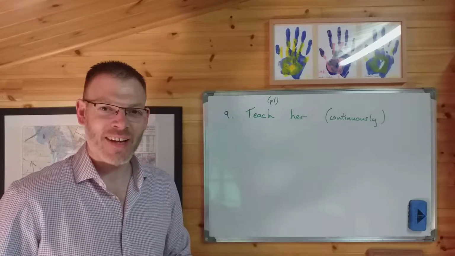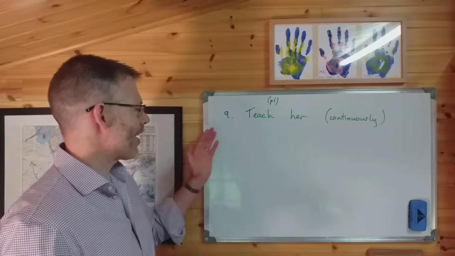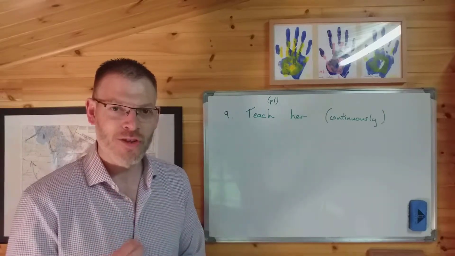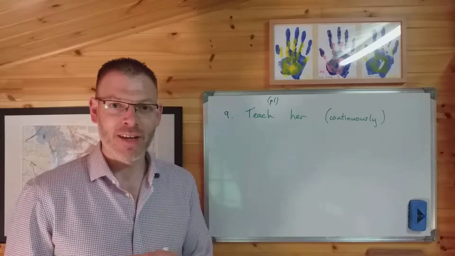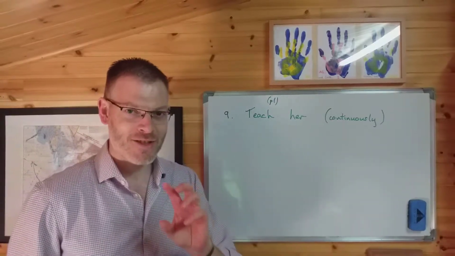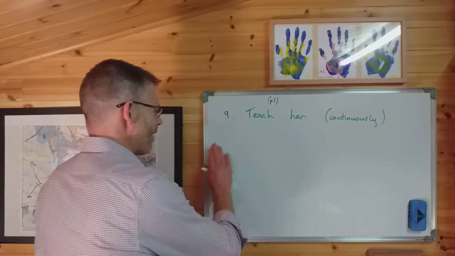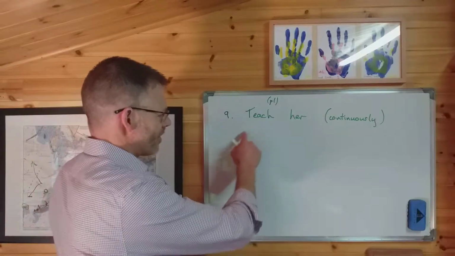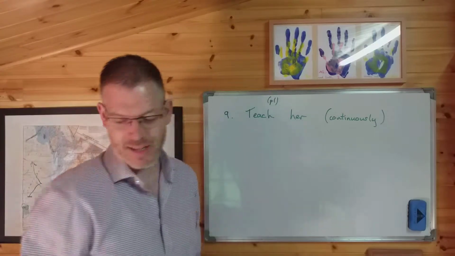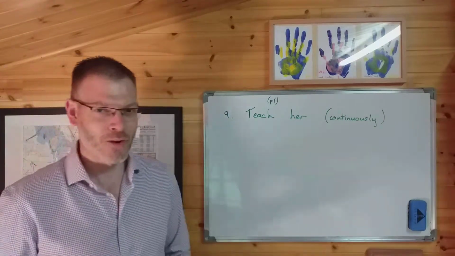Okay, now let's take a look at this final example. This is one where we're going from English into Greek, a little bit more difficult, and it also highlights one useful little lesson about the imperative mood, which I want to ingrain just so you don't get confused about it. Now, let's just look at the sentence. Teach, plural, her, continuously. Well, that's what Duff has written down here. What on earth does he mean?